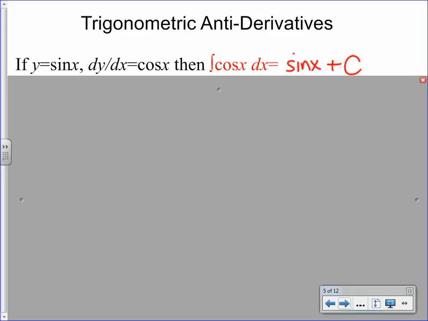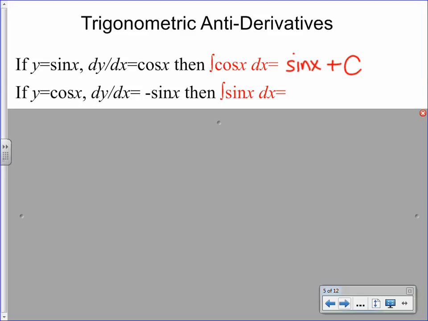If we have cosine of x as our function, the derivative is negative sine of x. So what's the antiderivative of the sine of x? Very good. Negative cosine of x plus c. Please notice how your negatives are now with the opposite function when we're going the opposite direction. That's going to be the hardest part, remembering where the negative goes. Let's continue.